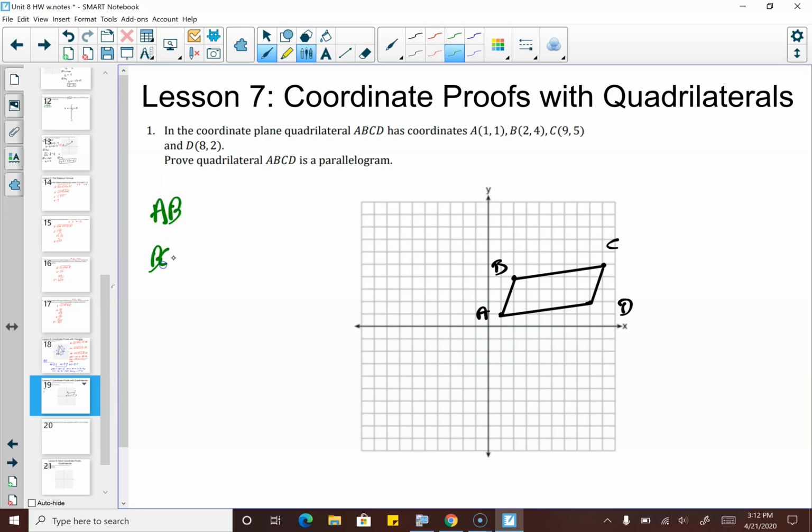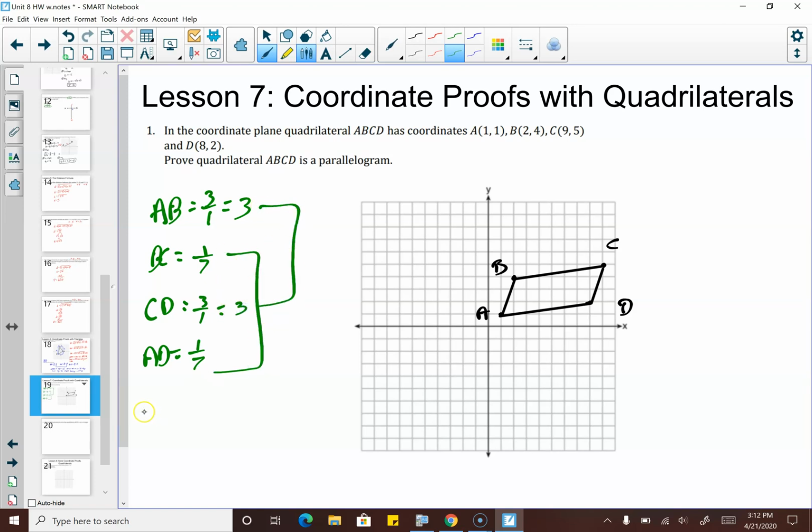So AB, BC, CD, and AD. All right, so AB is up 1, 2, 3 over 1, which is 3. BC is up 1, and over 1, 2, 3, 4, 5, 6, 7, so 1 over 7. CD is up 3 over 1, and AD is up 1 and over 7. So we have our matching sets of parallel sides here. So ABCD is a parallelogram.